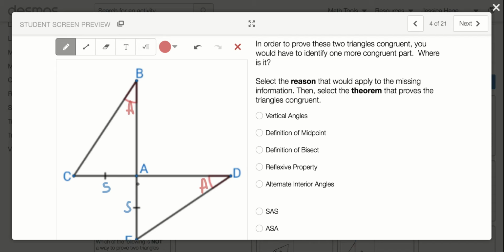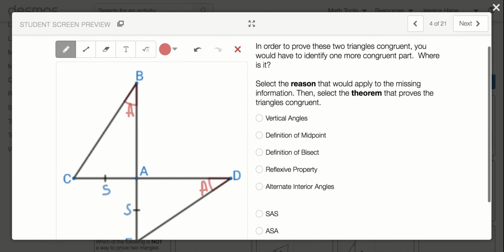That is not a bisector because you can clearly see that AD is longer than CA, all right? And AB is longer than AE. So we don't have a bisector. We don't have a midpoint. We don't have the reflexive property, but we do want to focus our eyes on point A.